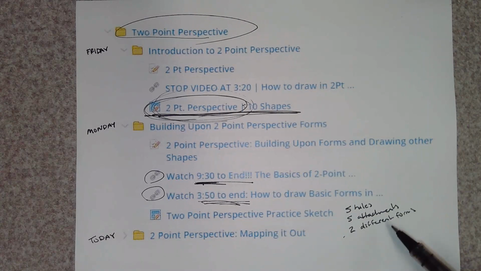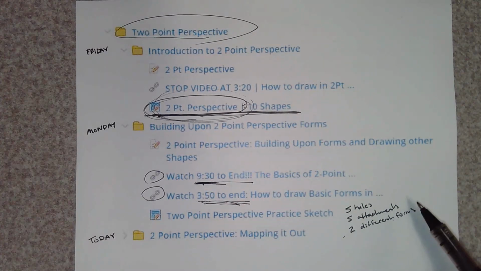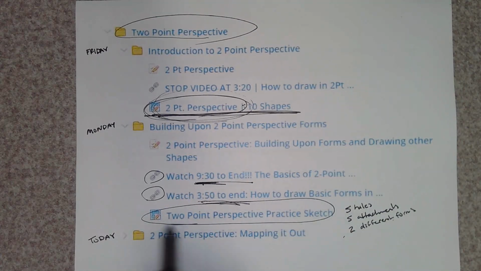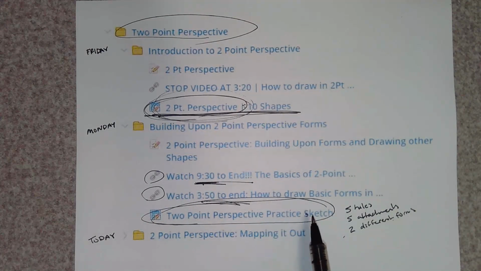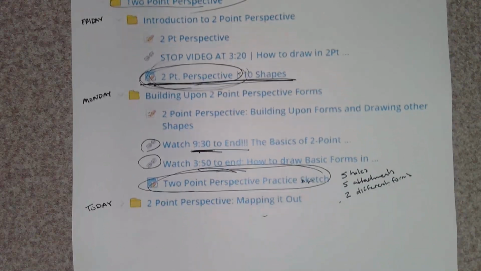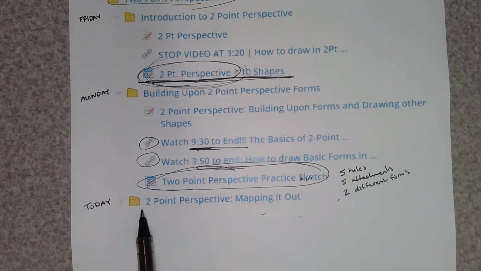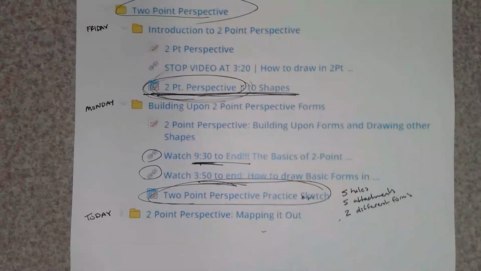Cone, what else was there? Pyramid, something else other than that cube or rectangular prism. Okay, 2 different ones here. Then you were supposed to submit that sketch here. If you did not get this done yesterday, finish that first, okay? Get this done first before you move on. If you're done, you can go ahead and move on to this folder today, the 2-point perspective, mapping it out.